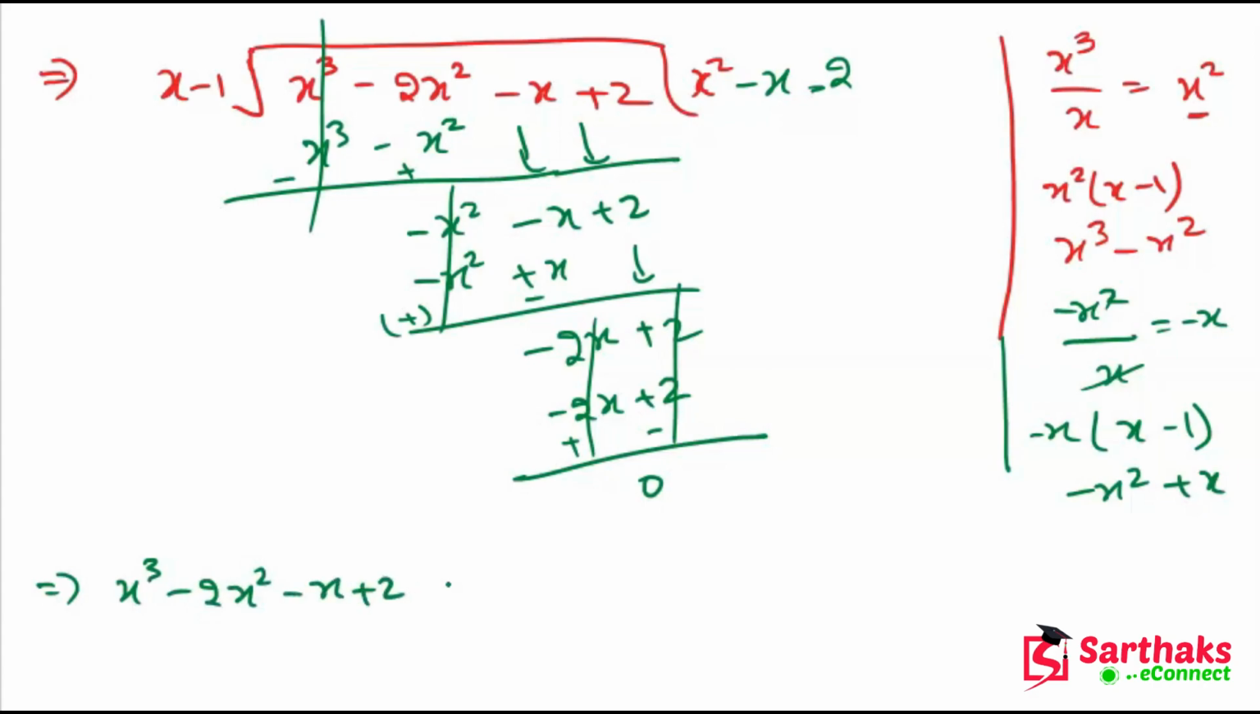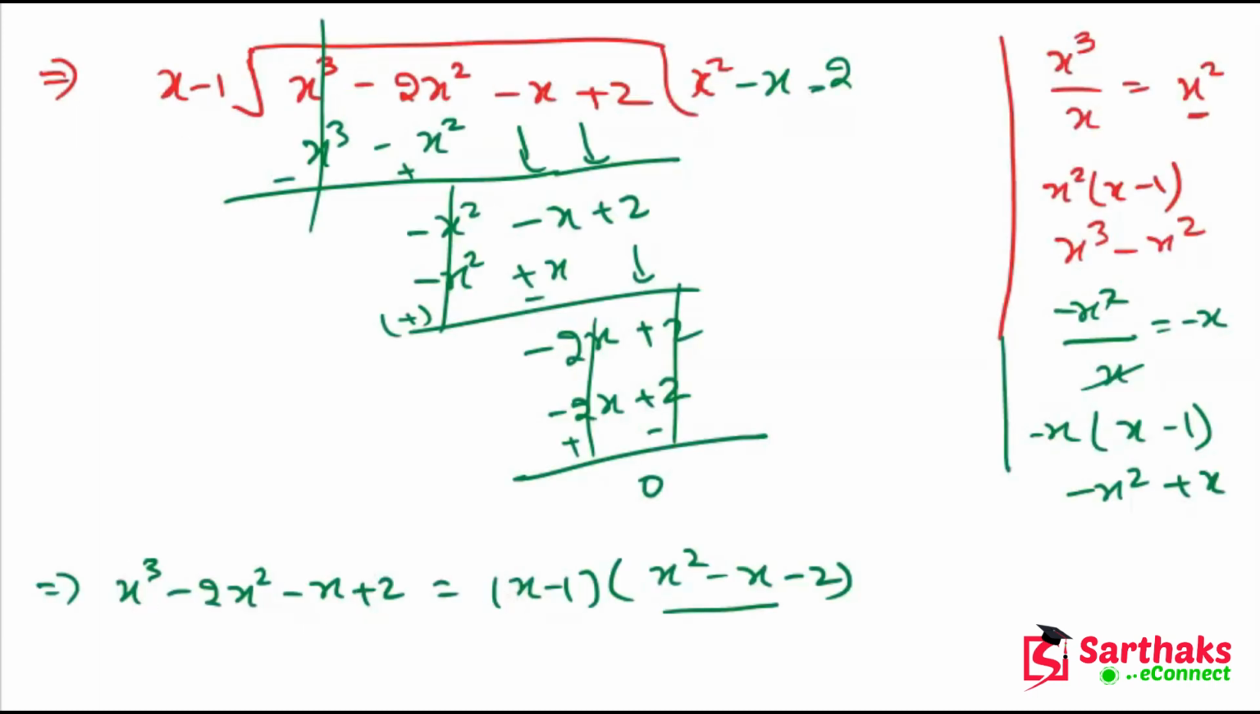So now my dear friends, we can write x cube minus 2x square minus x plus 2 as having the factor x minus 1 into x square minus x minus 2. Now for finding the other two factors, we have to factorize this by the splitting the middle term method. So here is x square minus x minus 2.